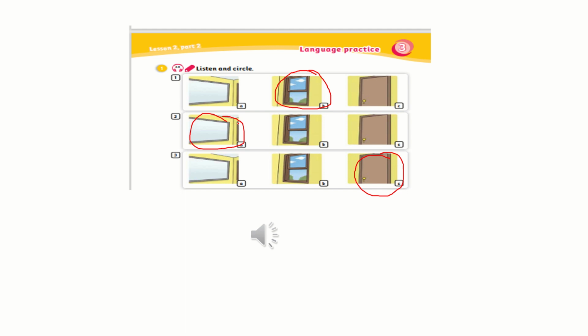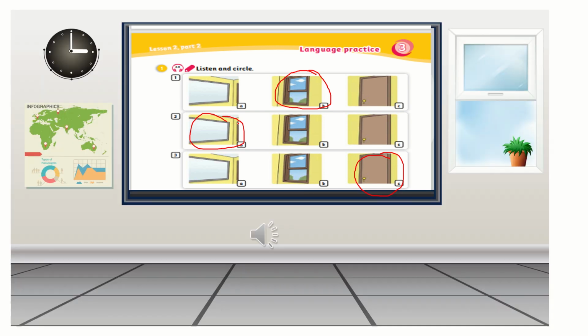Recording 3.8. Listen and circle. 1. What's this? It's a window. 2. What's this? It's a whiteboard. 3. What's this? It's a door.